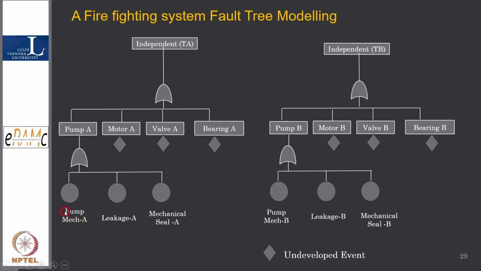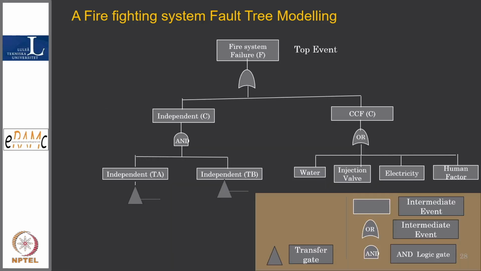So if this pump fails, since it is an OR gate, here also an OR gate, and at the top of the fault tree it is an OR gate, pump A failure itself will activate the thing. But again we have an AND gate there. So even if this TA fails completely, it will not reach the top. Both the things have to fail. Both TA and TB have to fail to give the final output.